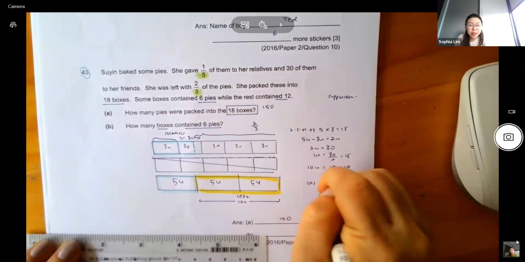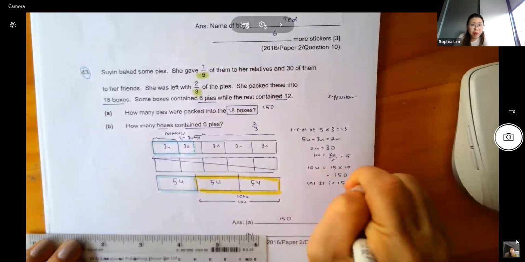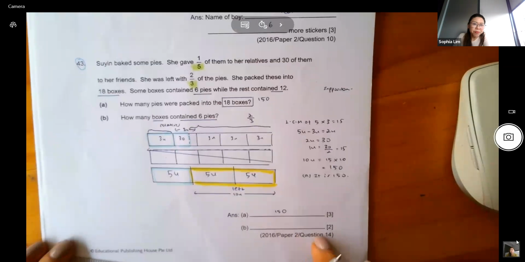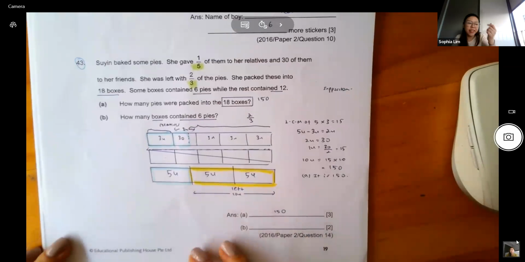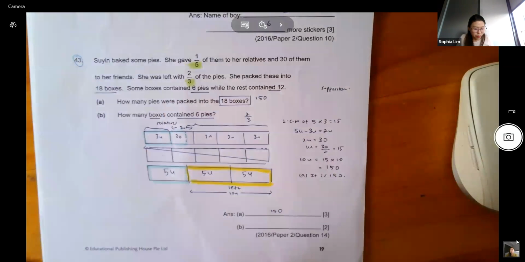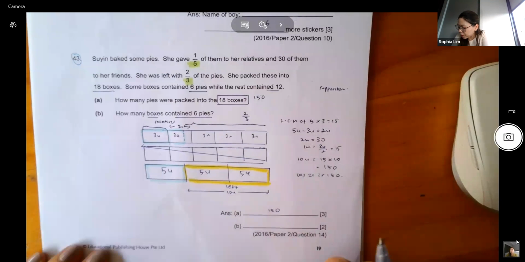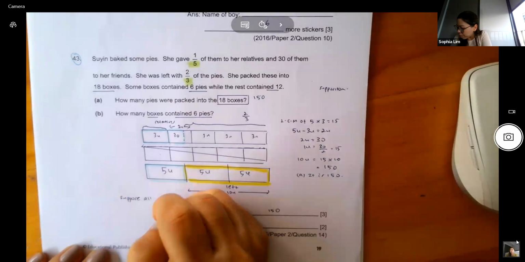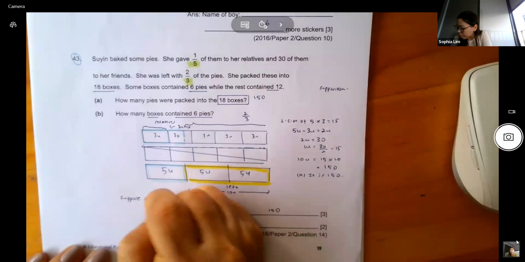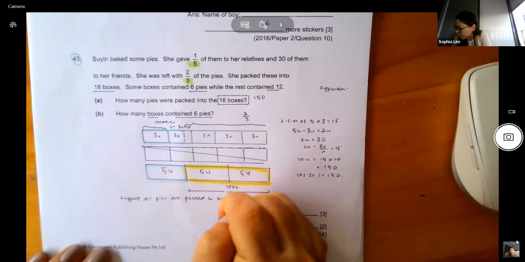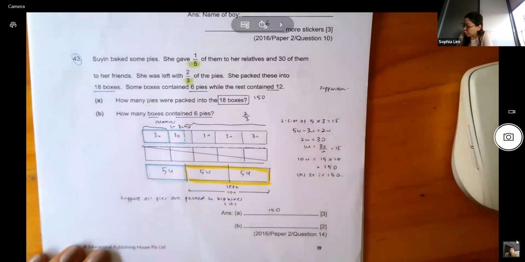You write a very quick statement because by the time you go to question 14, maybe the time is not enough already. So this 150, you're going to pack into 18 boxes. Some have 6 pies, some have 12 pies. So how are you going to go about this? Okay, let's say you suppose all the pies are packed in big boxes. Meaning you pack them in groups of 12.